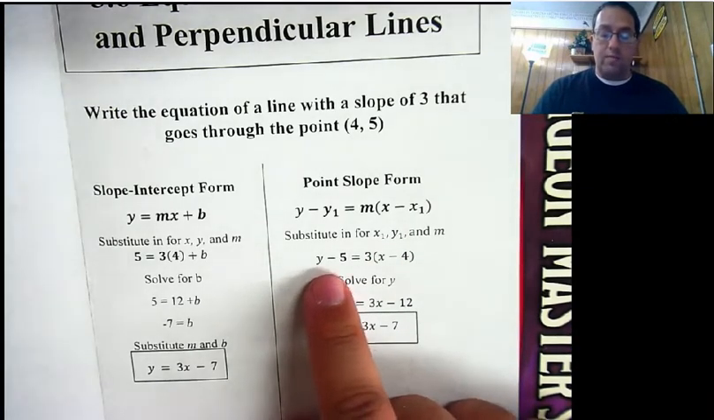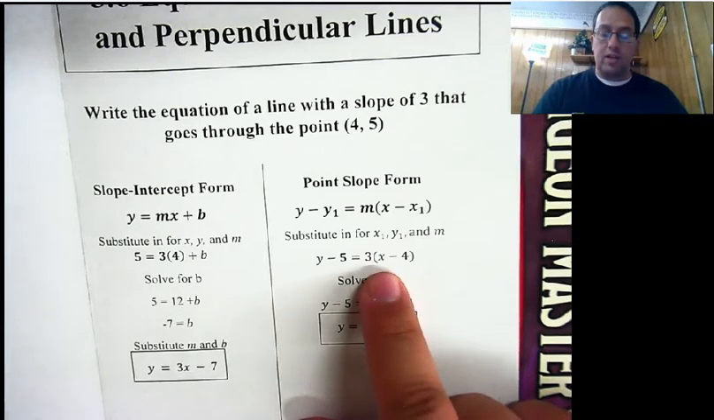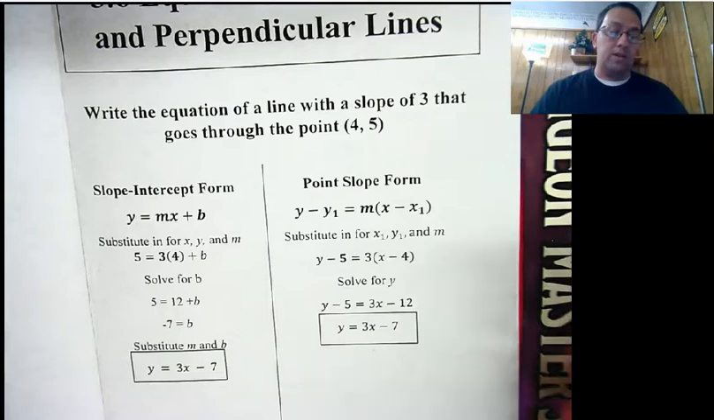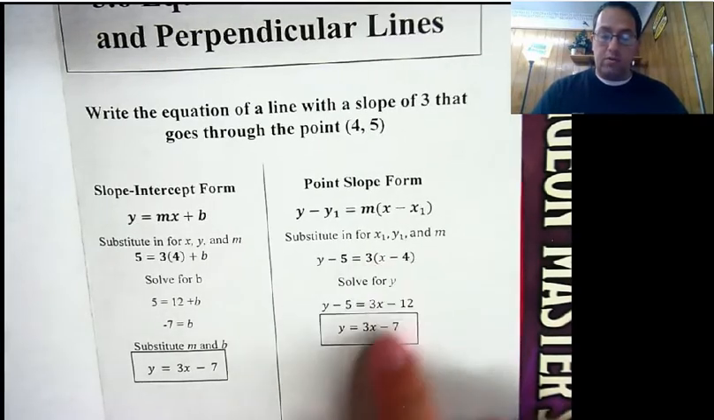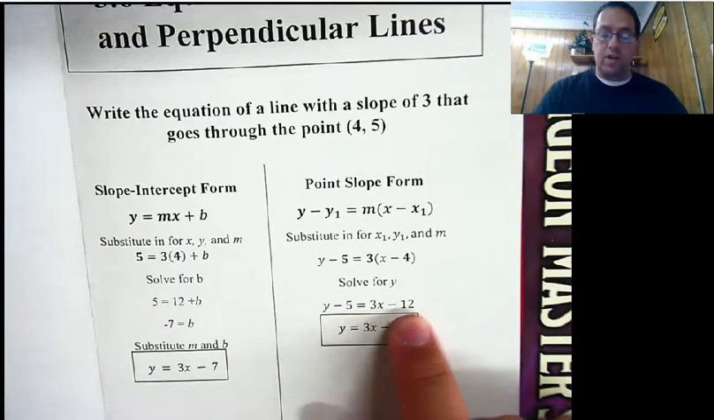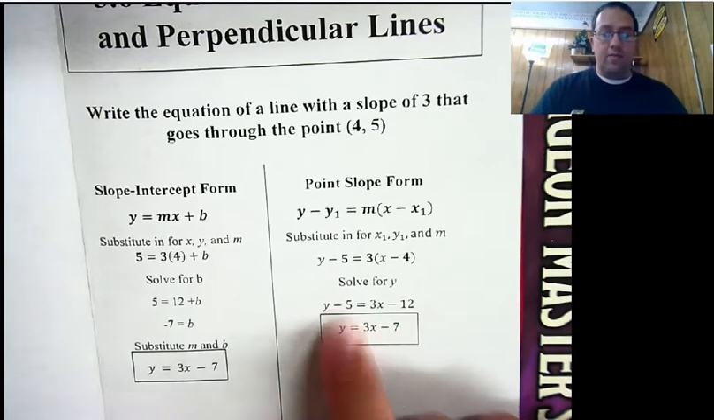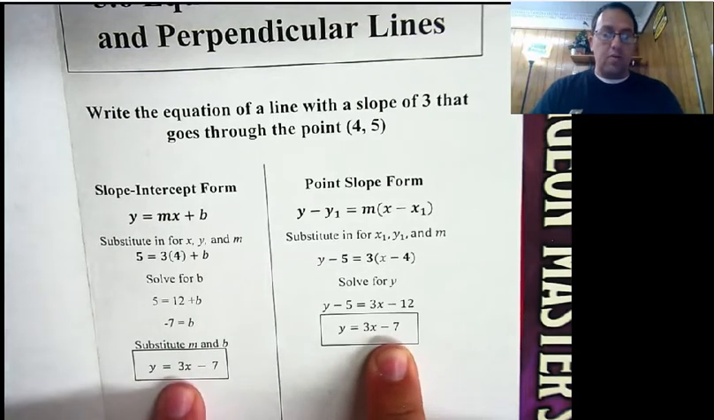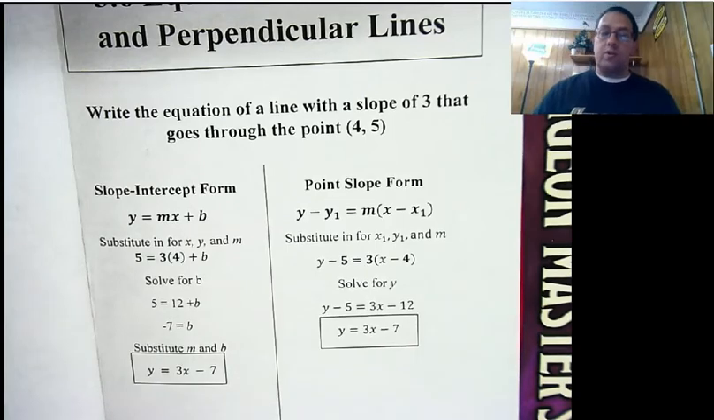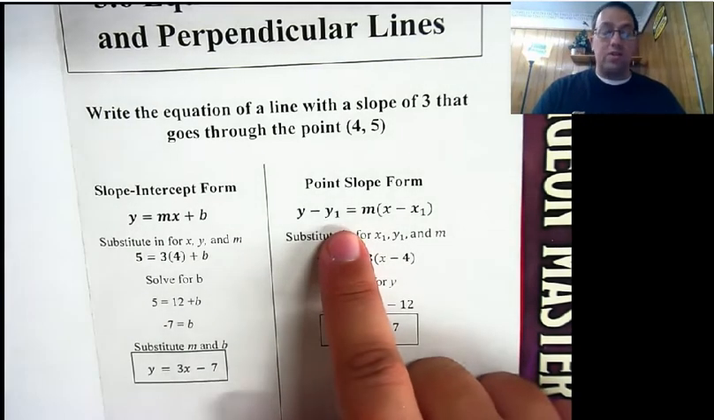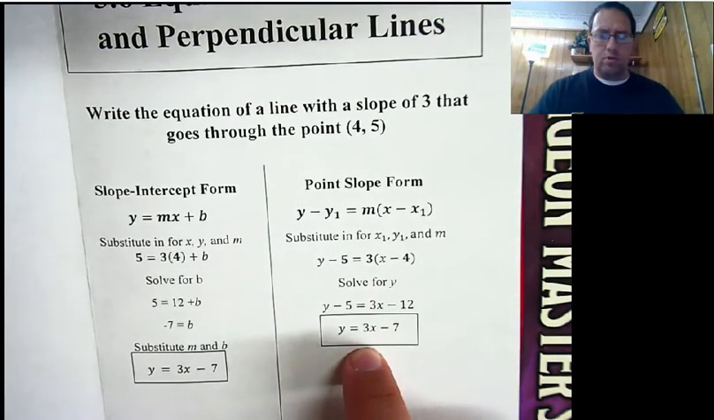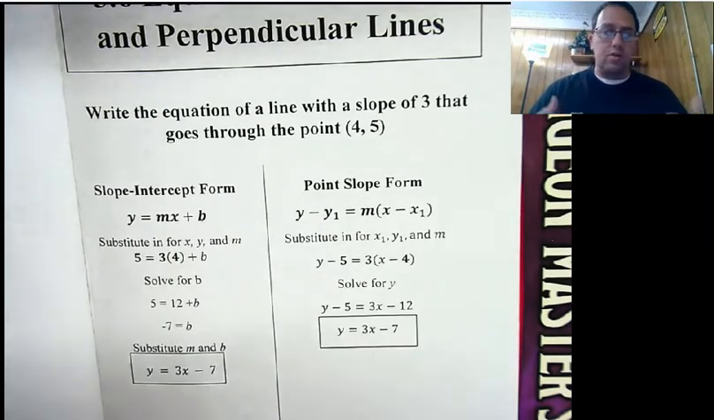So we now have y minus 5 equals 3 times x minus 4. And here we just solve for y, get y by itself. So we distribute the 3 in, we end up with y minus 5 equals 3x minus 12. Add 5 to both sides, and we have y equals 3x minus 7. So again, we have the same thing. Usually we are going to want it in slope-intercept form, but it might be easier to start in point-slope form and get it into slope-intercept form.